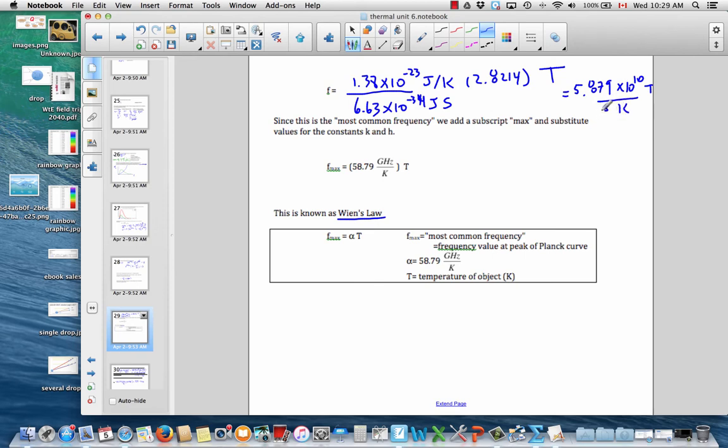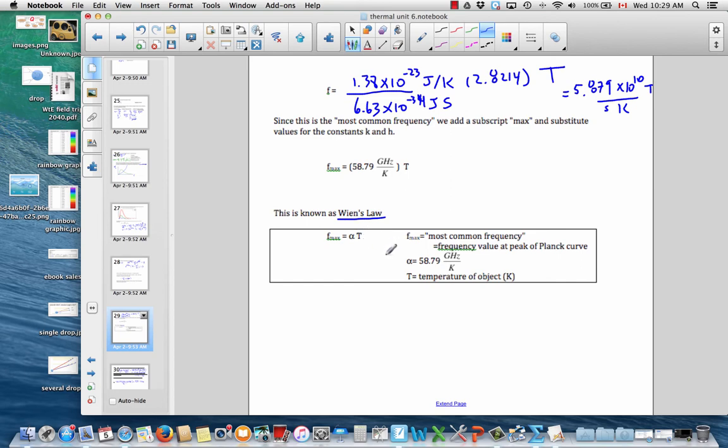Well, the per second is a hertz, and 10 to the 9 hertz is a gigahertz. So it's 58.79 gigahertz times the temperature. That will be the peak, the frequency at which the Planck function reaches a maximum. That's Wien's law. The maximum frequency coming off a hot object just depends on the temperature. So this is the second result we're deriving in our video today.